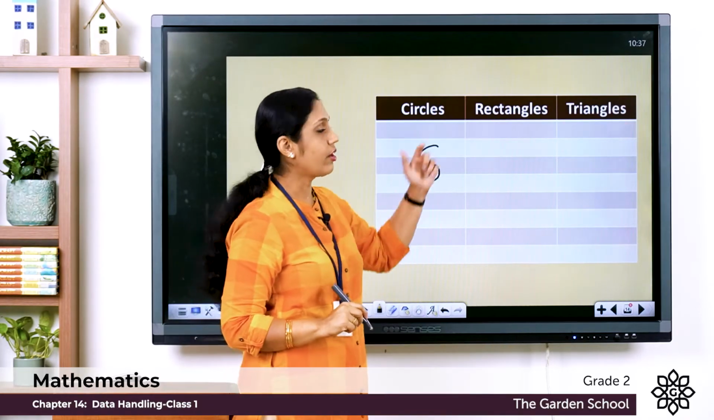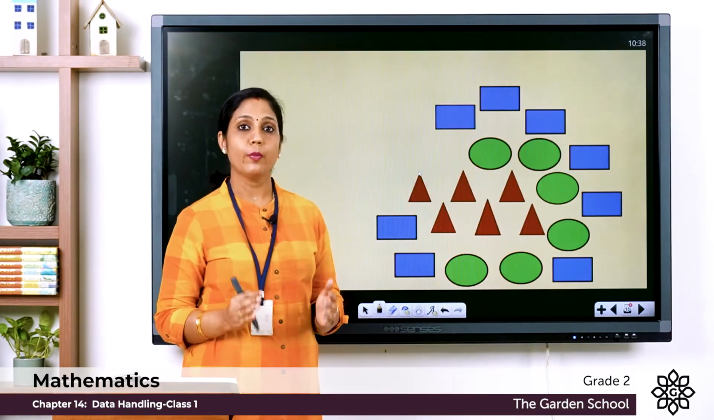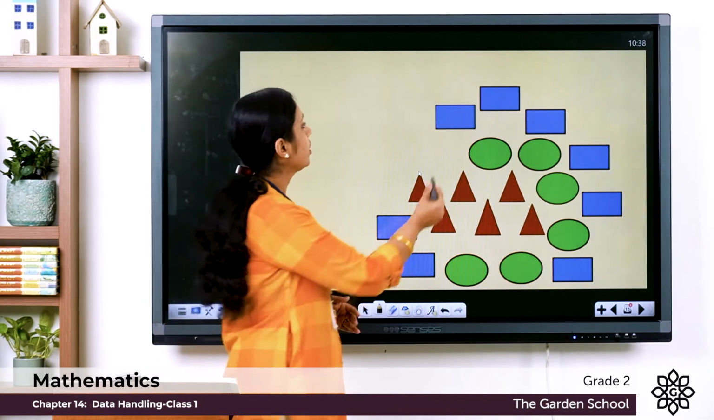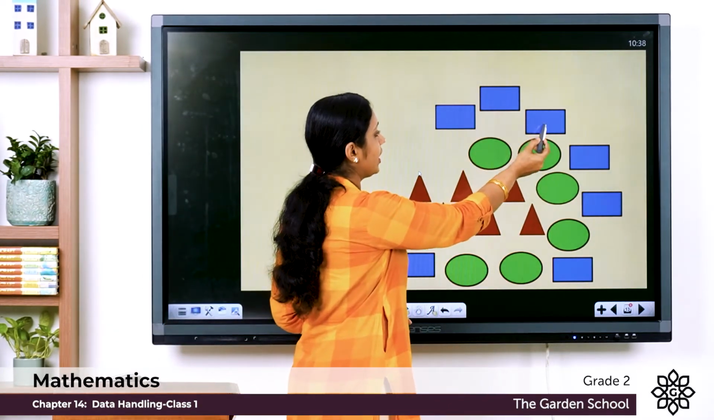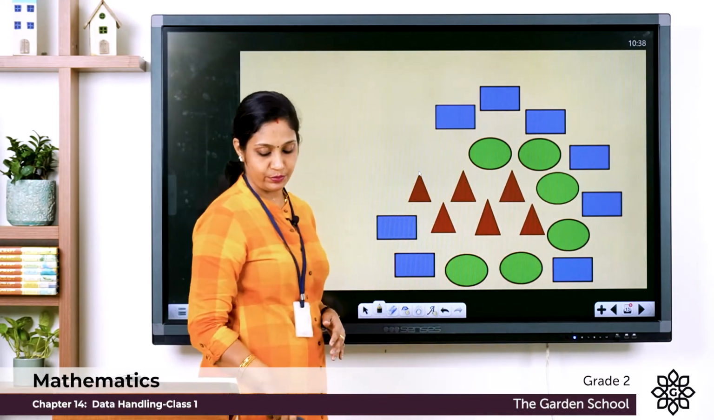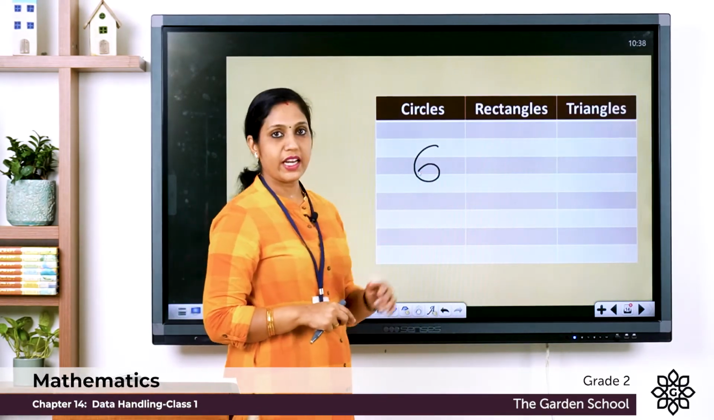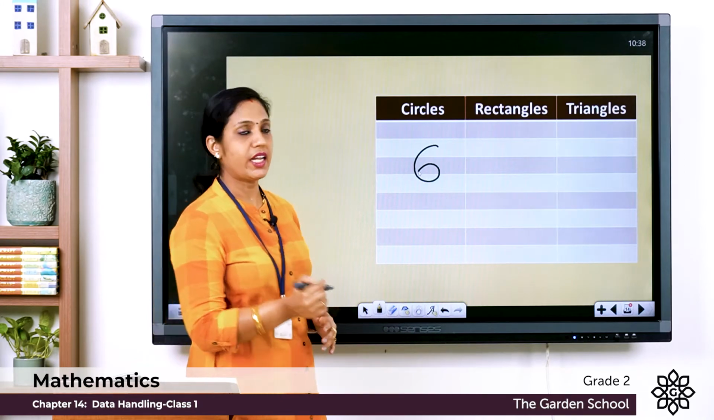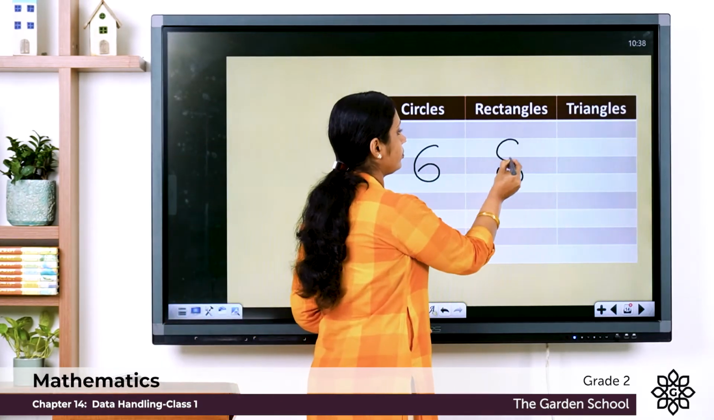Then we'll count the number of rectangles. So how many rectangles are there? Let's count it. 1, 2, 3, 4, 5, 6, 7, 8. So under a rectangle, what we should write? The number of rectangles, that is 8.